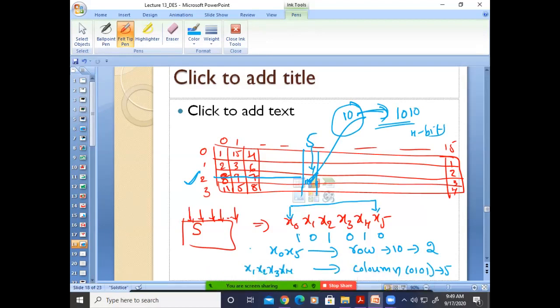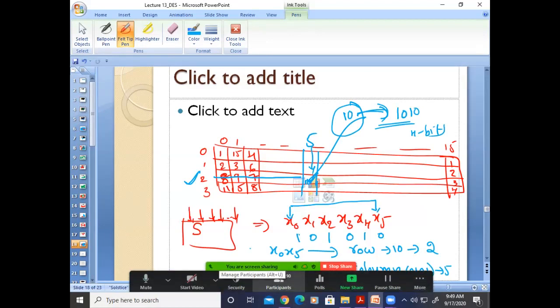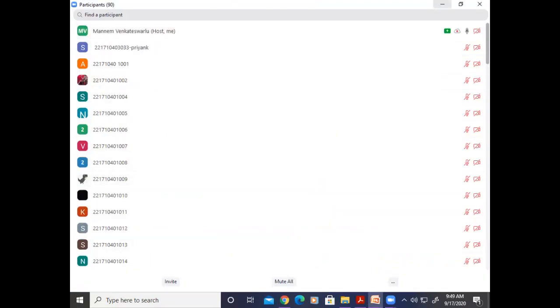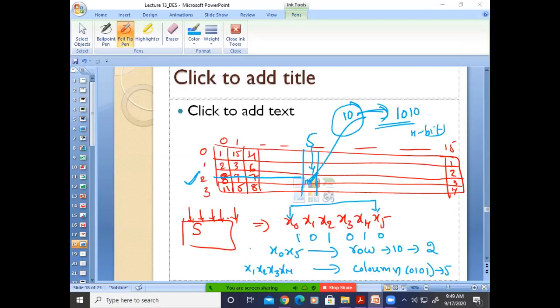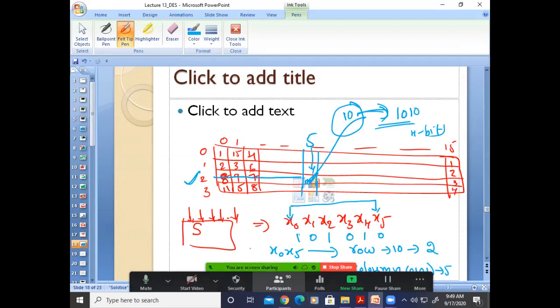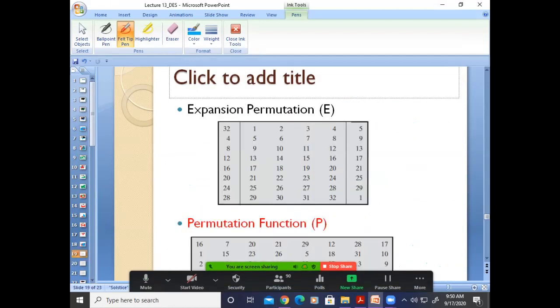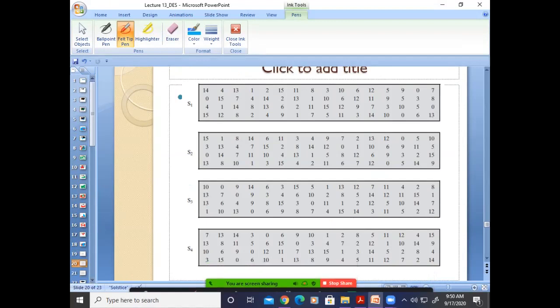I will show the boxes and see what is happening. Understood? So of the 6 bits, the first and last bit will represent a row, and the remaining bits will represent a column. For that particular row and column, whatever number is there will be converted into binary bits. Please confirm, is it clear? Yes or no?